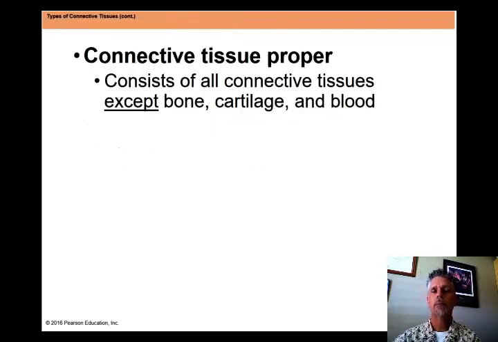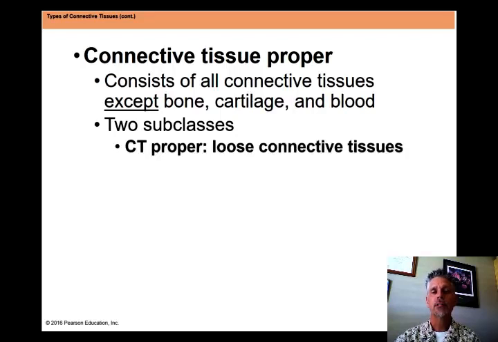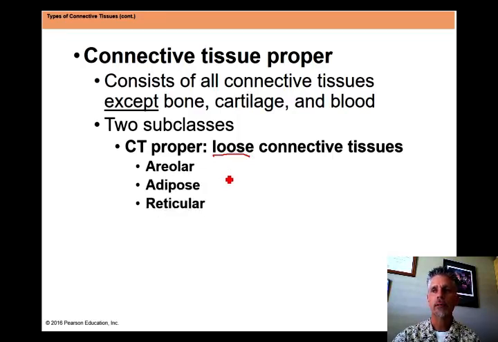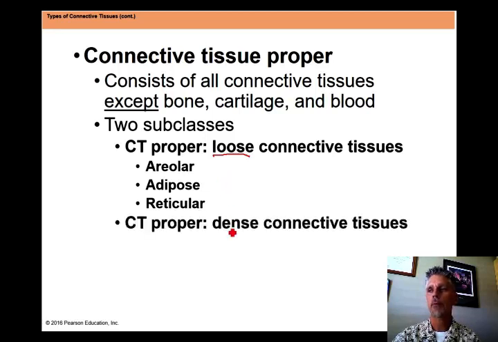Connective tissue proper is basically, like you saw on the list, everything except for those last 3. And we have 2 subclasses. We call connective tissue proper itself the loose ones, which describes the arrangement of fibers and things like that. So there is a subcategory of connective tissue proper, the loose connective tissue: areolar, adipose, reticular. And then we get to the connective tissue proper, dense connective tissues. As you can imagine, rather than fibers going willy-nilly every once in a while, these are going to be densely packed with fibers.